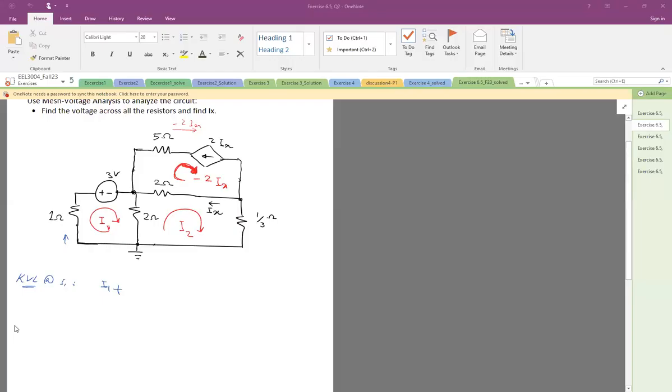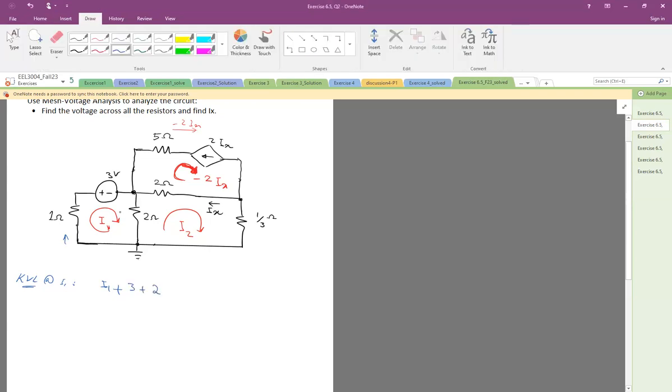Okay, sorry. So I1 plus 3 plus 2 times the current of 2. The current for the 2 ohm is I1 minus I2. I1 minus I2 equals 0.